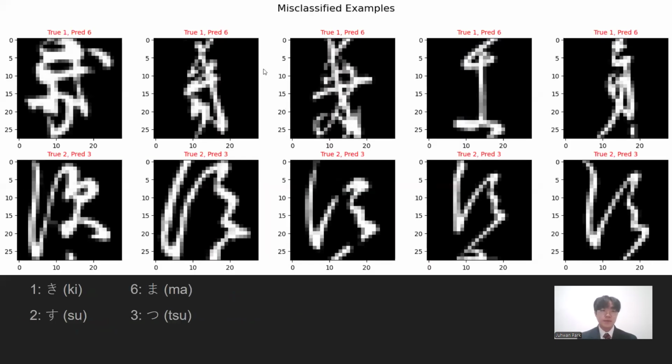Looking at the examples, we can see that the 5 images in the first row are class 1, but they have been labeled as class 6. We can also see that their corresponding hiragana characters do look similar, so it shows how the model could have misclassified. Similarly, on the bottom row, we have images that have an actual class value of 2 misclassified as class 3.